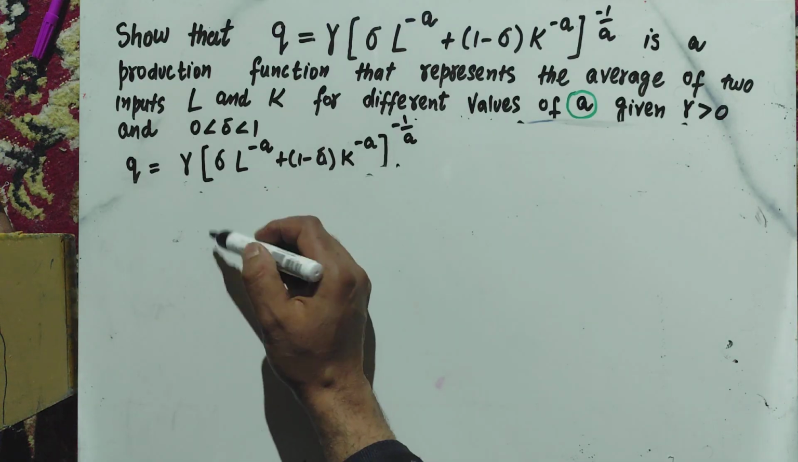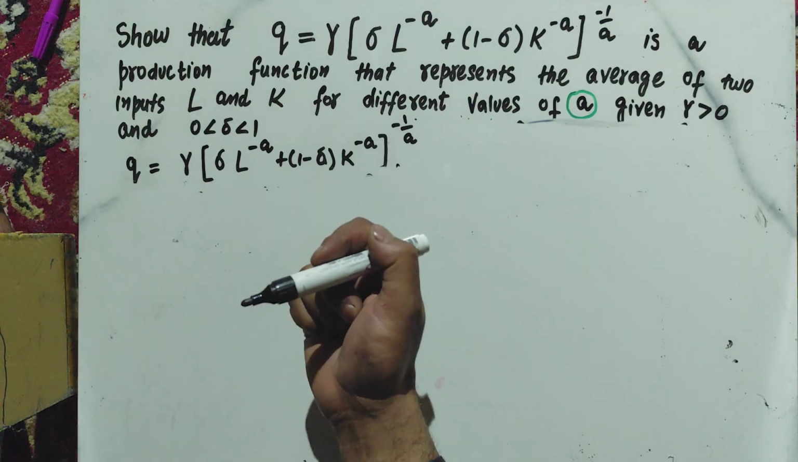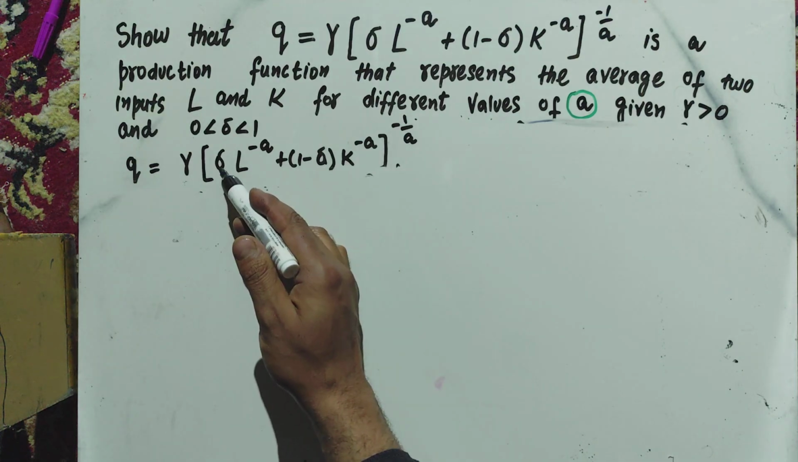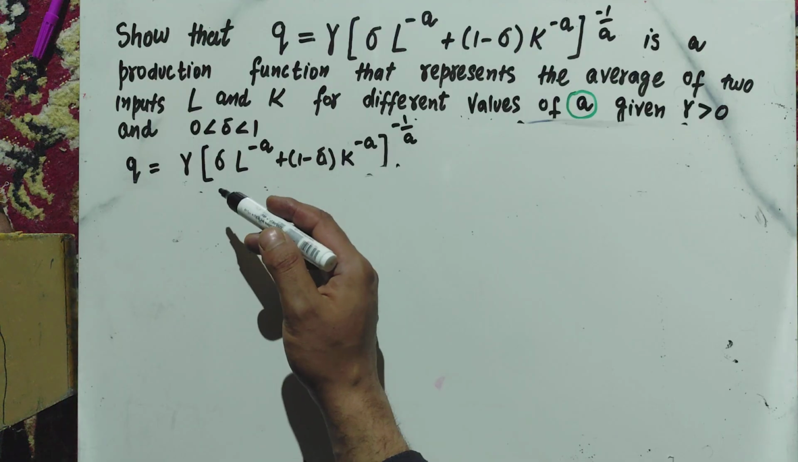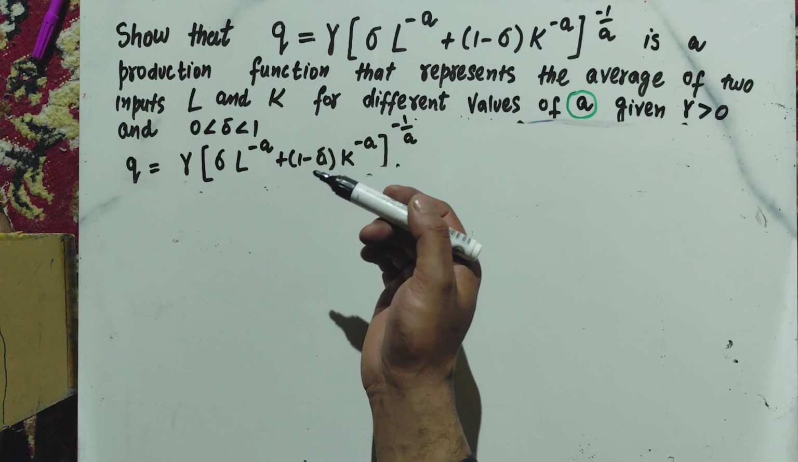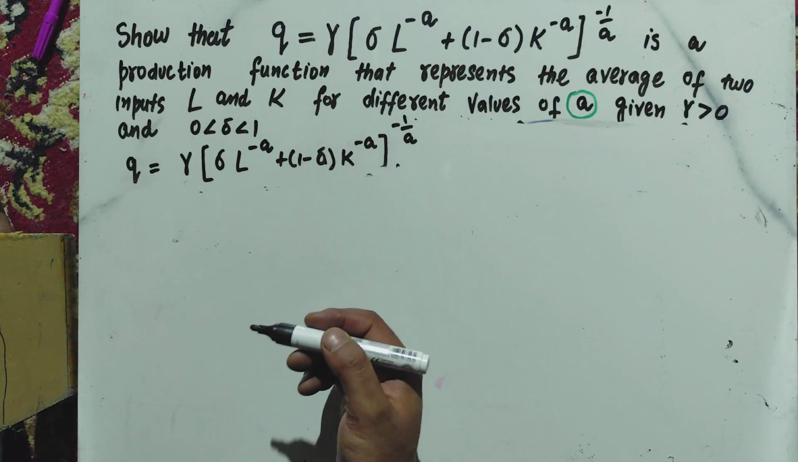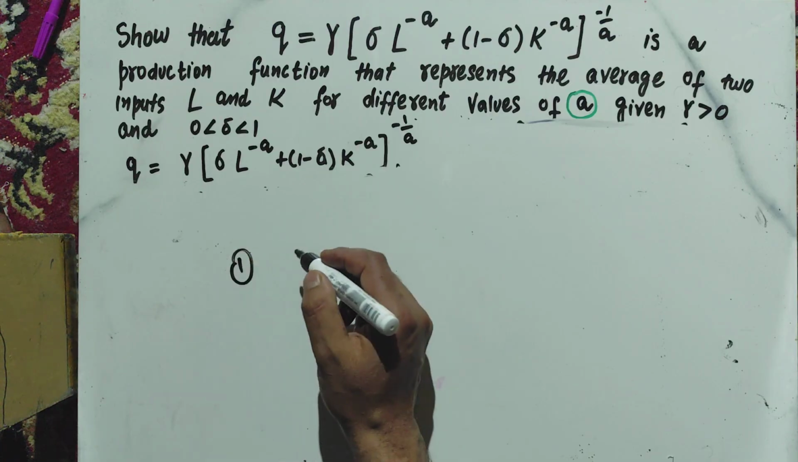Delta denotes the distribution parameter. This delta is the distribution parameter. It shows us the relative share of labor and capital in the total output, and this a is our substitution parameter. Now, in part 1 we discussed it.